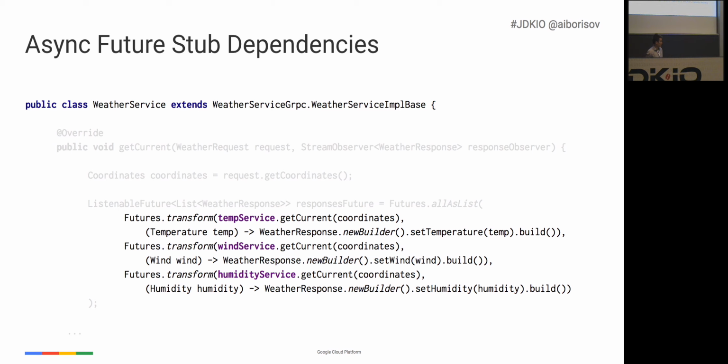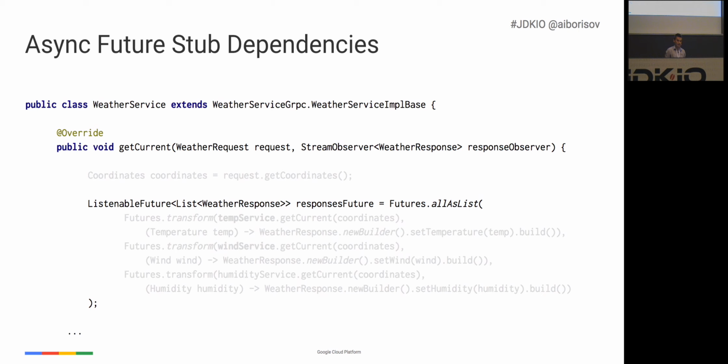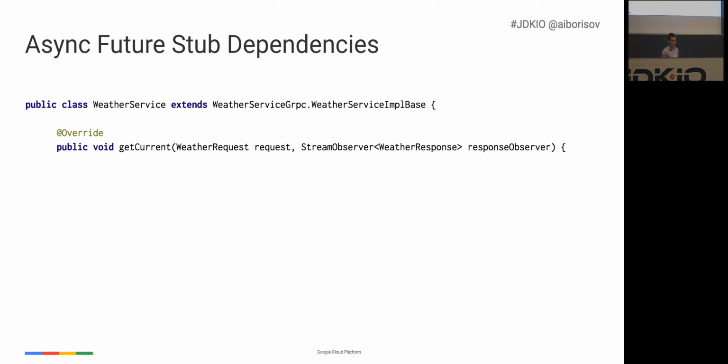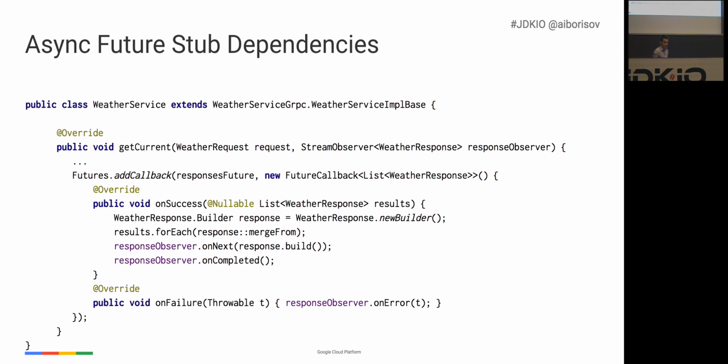Same for all three downstream dependencies. Then we take all these three futures and collect them into a single future using the method allAsList. And this responses future will be completed only when we have results from all three downstream calls. Now we have the responses future, and we have the callback on this responses future, and when we have results from all three services, we send a result to our client. So what we did, we send three parallel requests, we collect their results when they're ready, and we send a response to our client with all these three results combined together.